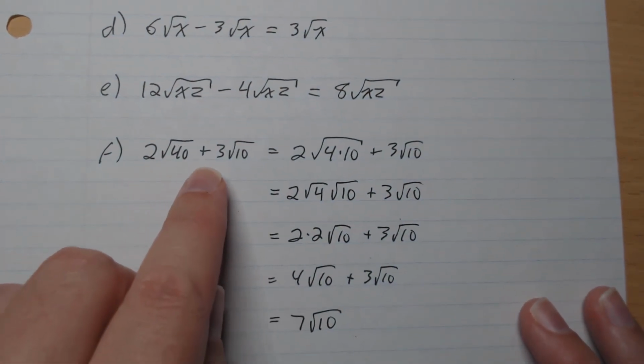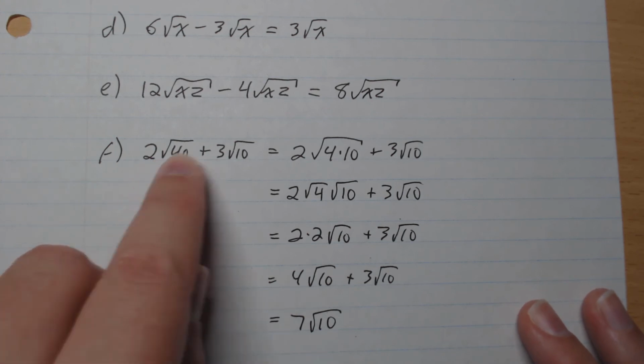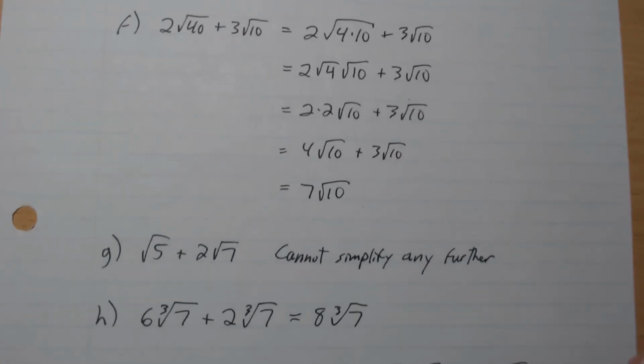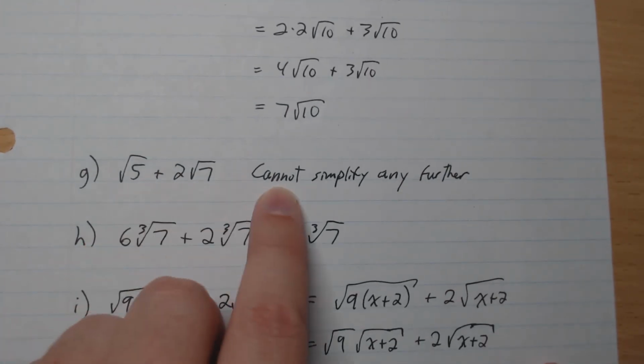F, 2 root 40 plus 3 root 10. Root 40 can be rewritten as root 4 times root 10, which gives 4 root 10 plus 3 root 10, which gives 7 root 10. Here, cannot simplify any further.